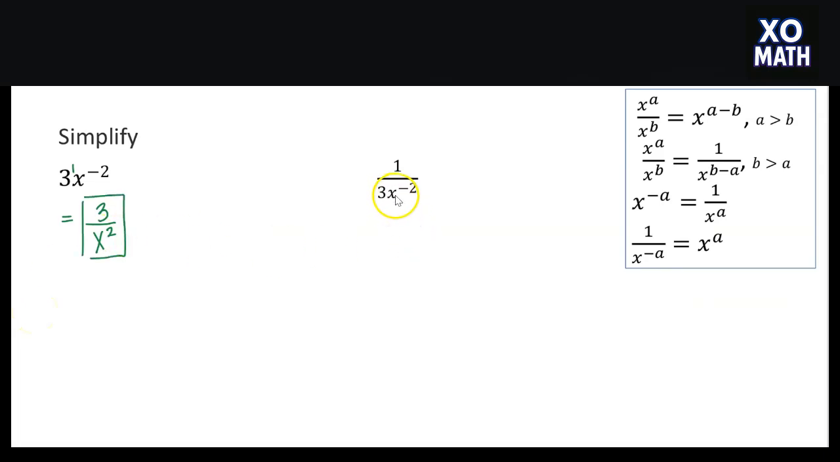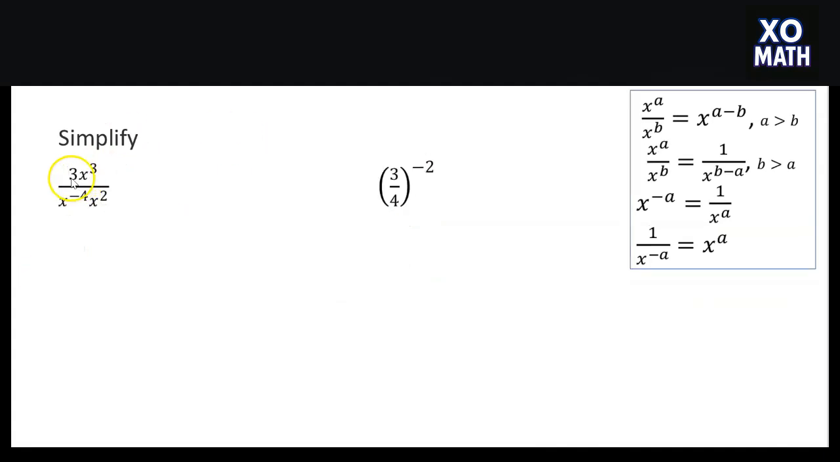For the second example, x to the negative 2 is in the denominator. I have 1 over 3 times x to the negative 2. To make this a positive exponent, I'm going to have to move that x to the numerator. So I'm going to have x to the positive 2 over 3. Again, the exponent for the 3 is positive 1. It is not attached to the negative 2, so the 3 stays in the denominator.